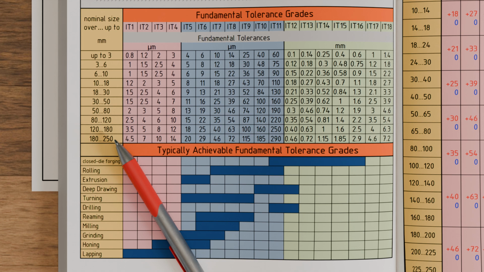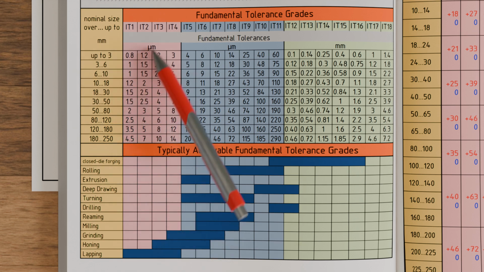The dimensional tolerance resulting from the fundamental tolerance grade and the specific nominal size is also referred to as the fundamental tolerance. It is therefore important to distinguish between the term fundamental tolerance grade, which corresponds to the IT number, and the term fundamental tolerance, which is the actual specific dimensional tolerance. As a general rule, the higher the fundamental tolerance grade for a given nominal size, the larger the dimensional tolerance.